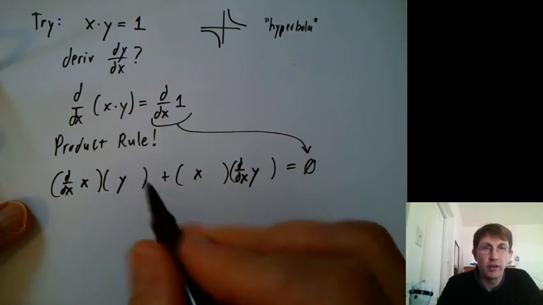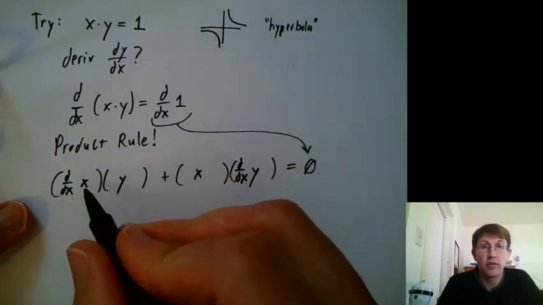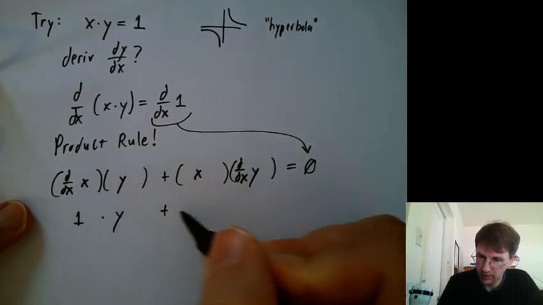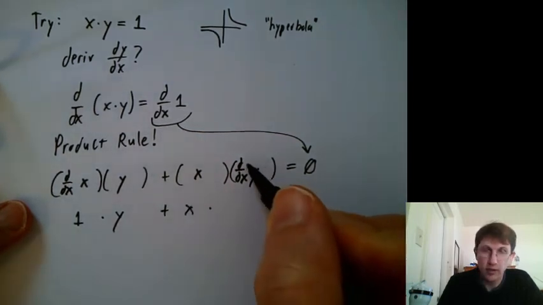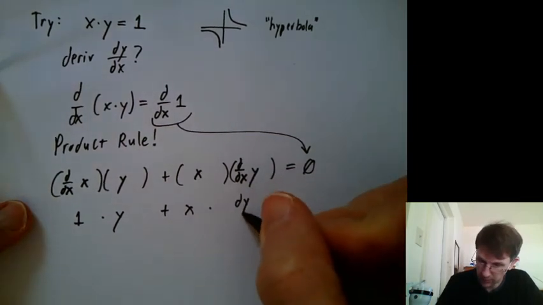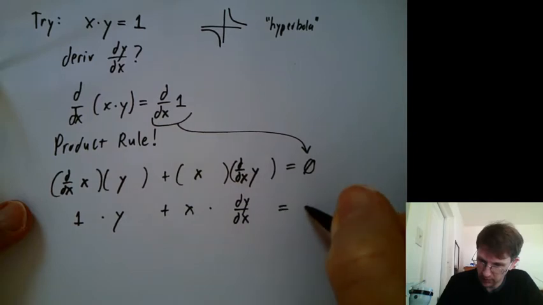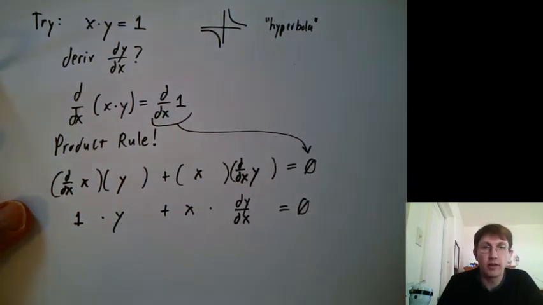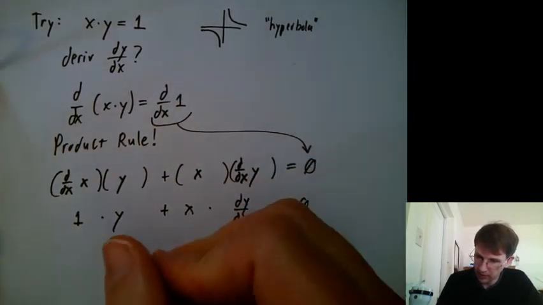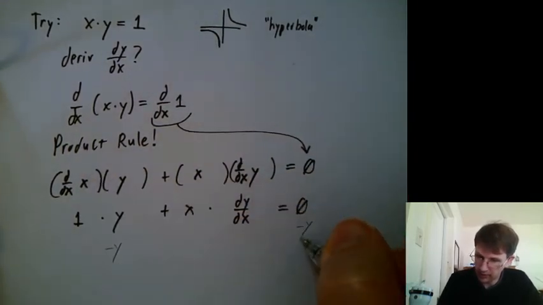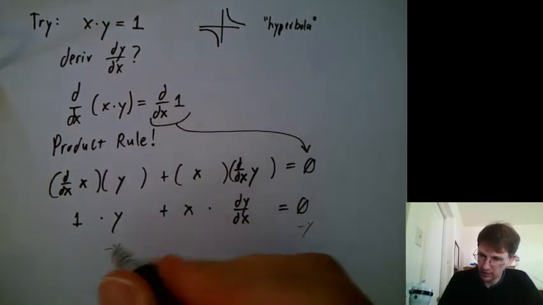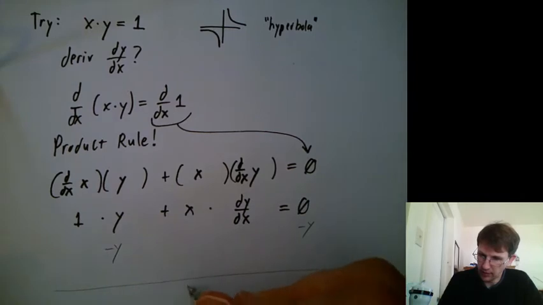And now let's simplify this. What's the derivative of x with respect to x? That's just 1. Y stays the same, this is x. And then what's the derivative of y with respect to x? That's just dy dx. So now the calculus is done. Just solve it from an algebra perspective. So I would subtract y from both sides, and then I end up with x times that, so then I'd divide the whole thing by x.